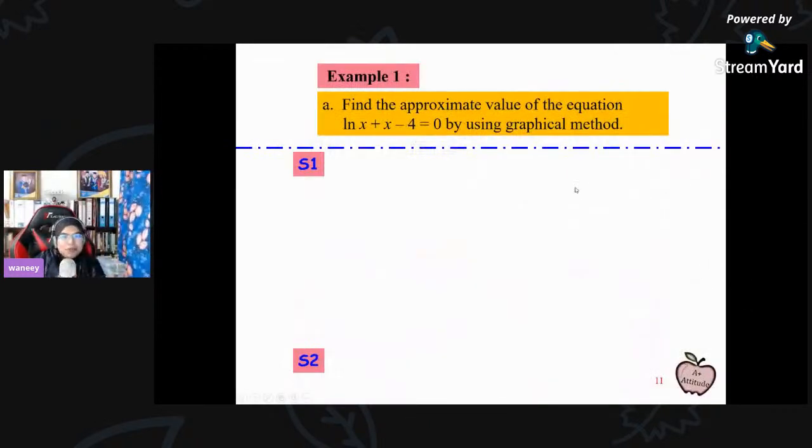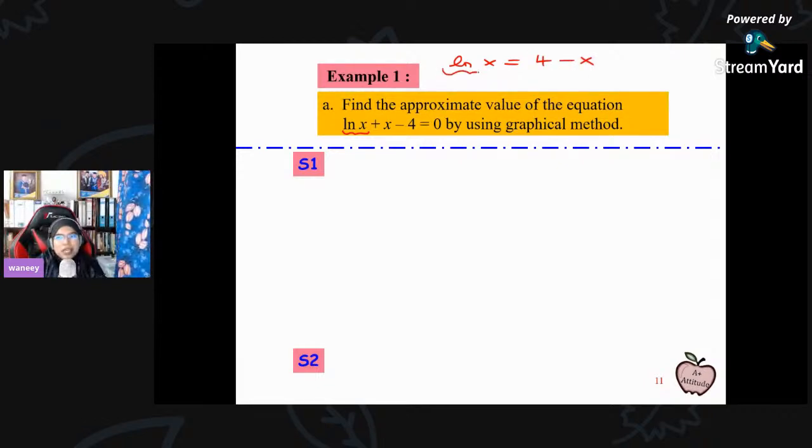Okay, so let us go to the first example. Find the approximate value of the equation ln x plus x minus 4 equal to 0 by using the graphical method. Obviously, we only learn how to sketch ln x. If you go back to your first semester, we never learned how to sketch ln x plus x. If it is ln x, it is just ln x. Adding a constant is still okay. But ln x plus x, we never learned before. So we're going to separate this into two. It becomes ln x equal to 4 minus x.